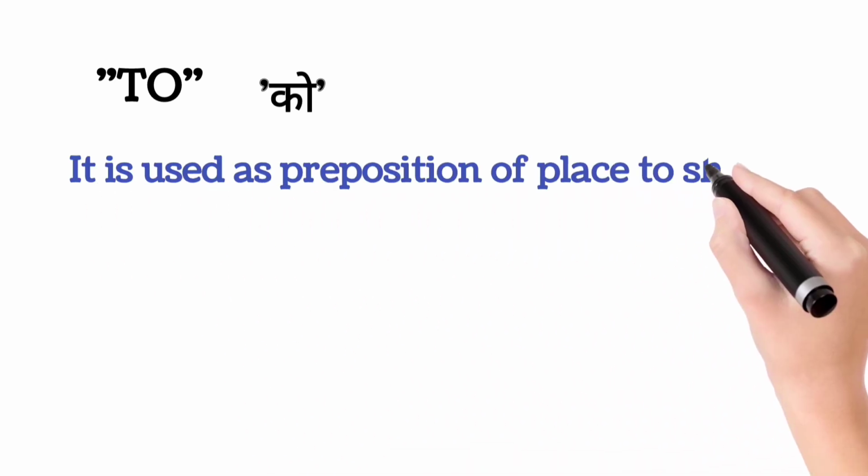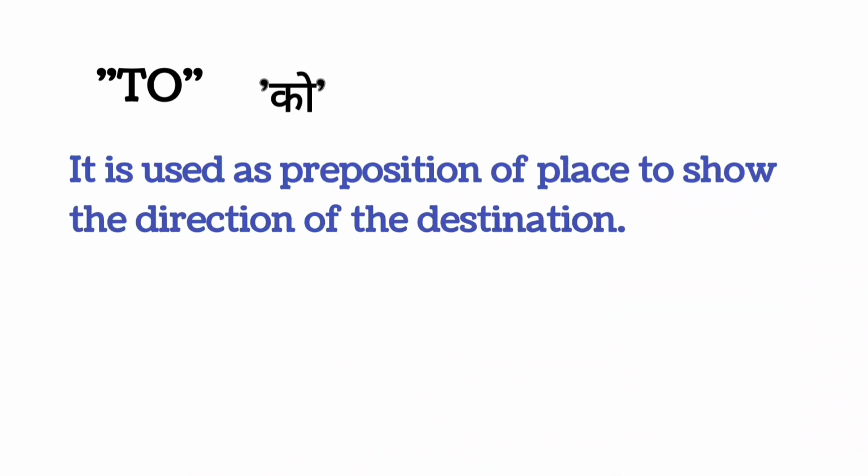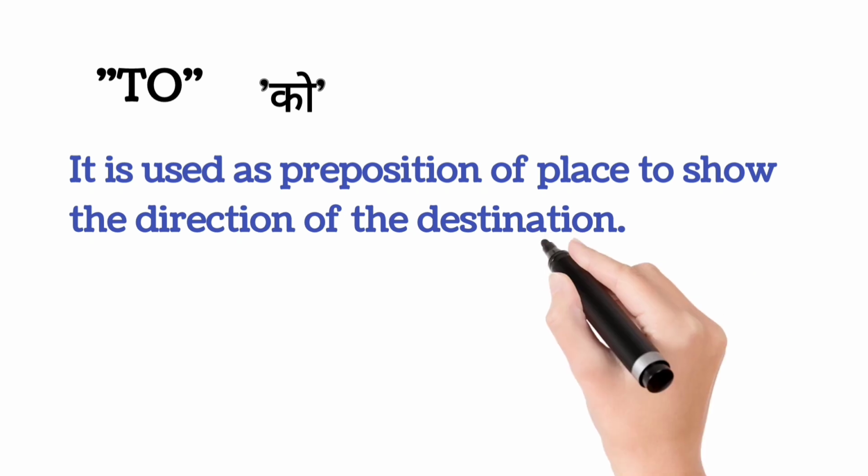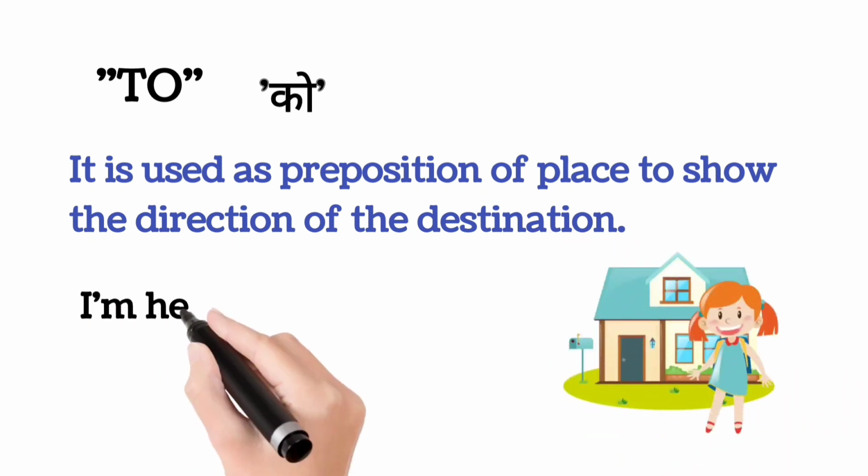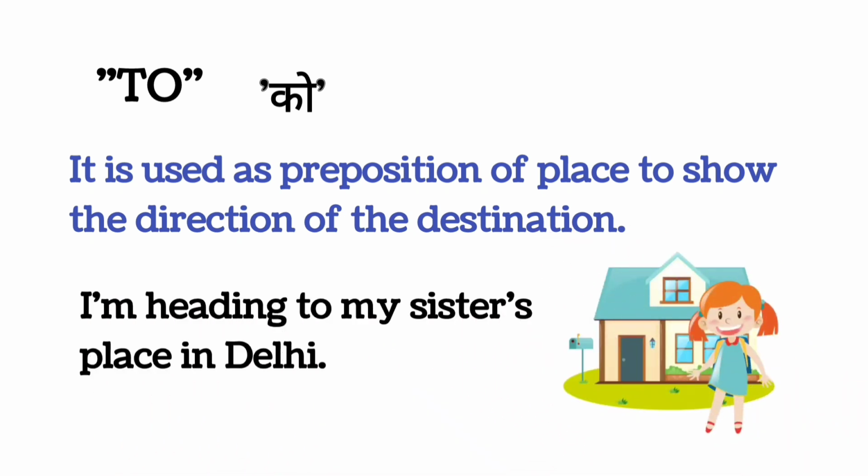To. It is used as a preposition of place to show the direction of the destination. I am heading to my sister's place in Delhi.